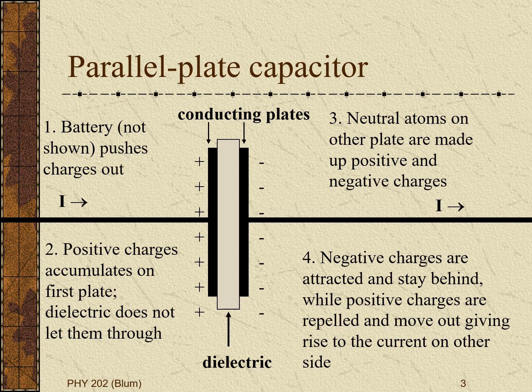And then the positives that used to make those negatives neutral are pushed away. So the positives on the first plate will attract the negatives on the second plate and push away the positives on the second plate. As many positives came onto the first plate will leave the second plate. And so we will get some current on both sides that is equal in amount. It's not the same charges, but it's the same amount of charge.